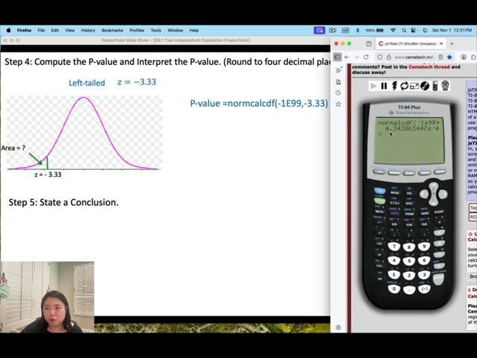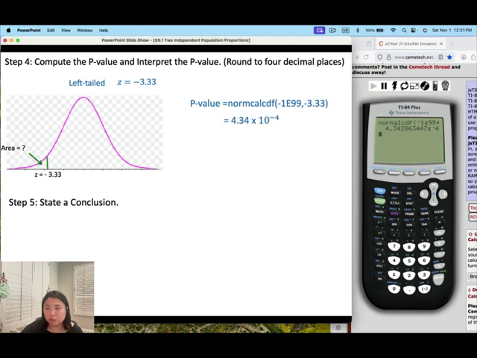So that will be 4.34, but that's E to the negative 4. That's scientific notation. So that will be 4.34 times 10 to the power of negative 4. Then you move the decimal to the left: 1, 2, 3, 4. So that will be equal to 0.0004, which just means that the p-value is really, really small here.